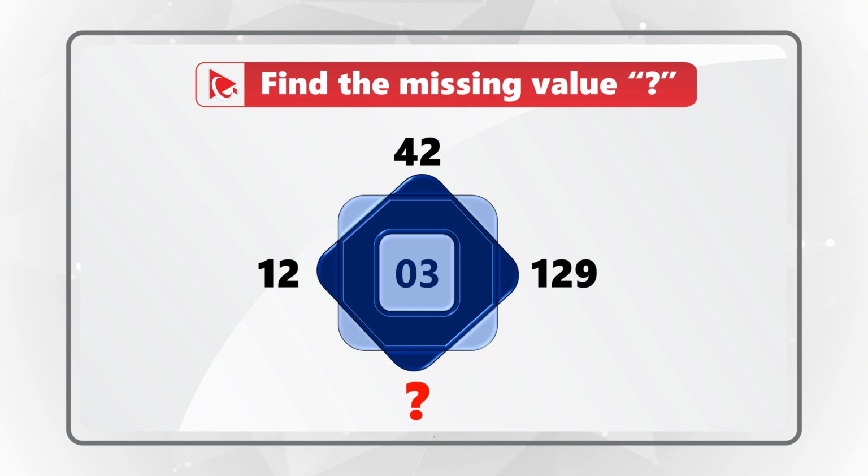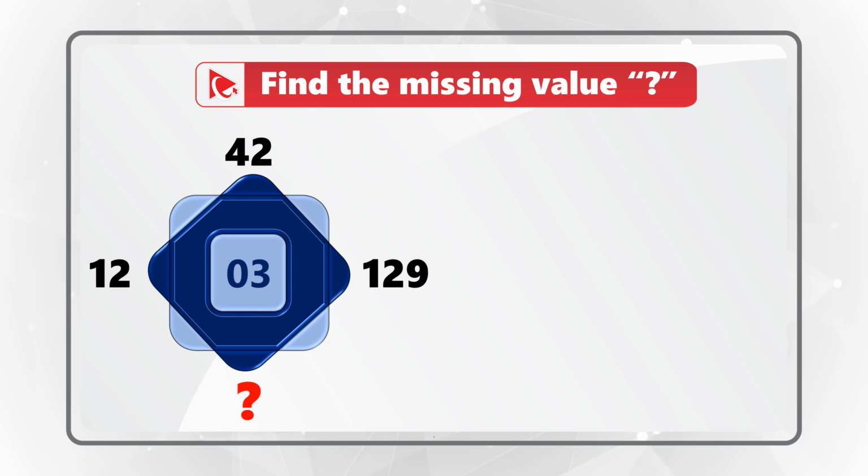Take a close look to see if you can find the missing value. Missing value is represented by the question mark in a shape that contains numbers around the shape as well as one number inside. The numbers you see are 12, 42, 129, and then there is a number 3 in the middle. You have 4 different choices to choose from.